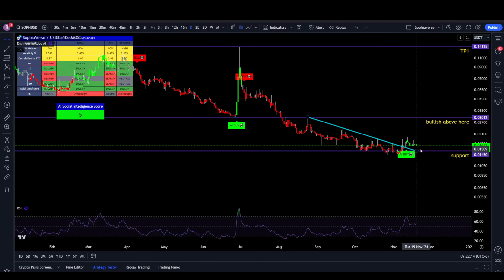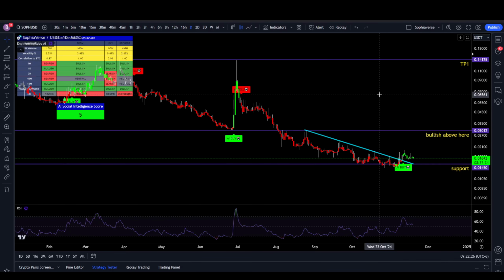Sophiaverse. This is one that I called somewhere around here in our Discord. I mean, it could come back to support still, but it is bullish currently, and it has an AI buy signal. These buy signals and sell signals come from Engineering Robo, which I will show more here in a minute. But it is the best indicator package on TradingView. I have no doubt about that.